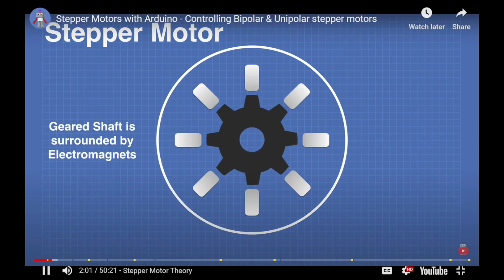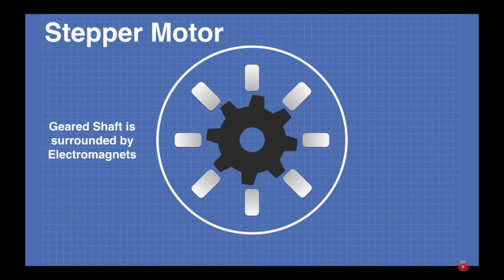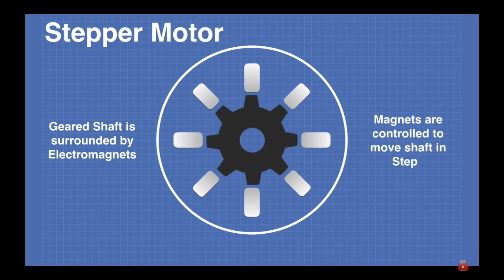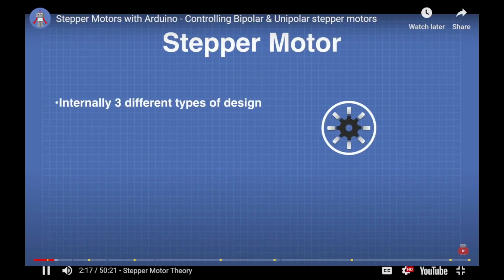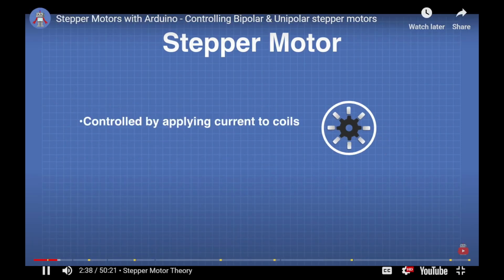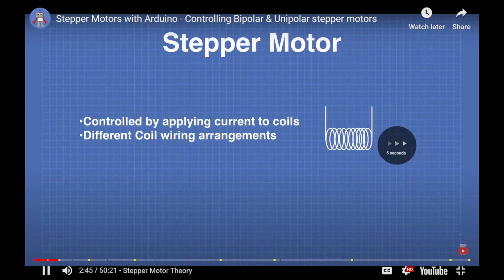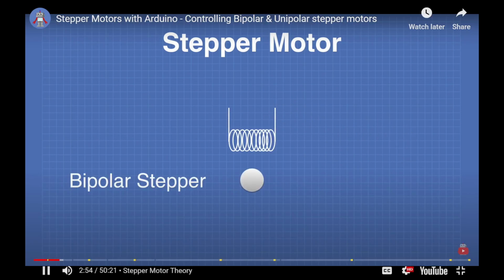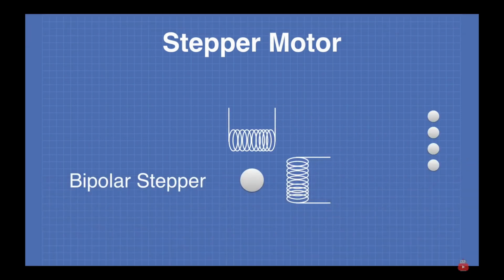It consists of a magnetized geared shaft that is surrounded by electromagnets. This is the stepper motor design. The variable reluctance stepper. These differences are in the current to the coils, which in turn creates differences that you need to be aware of. The bipolar stepper consists of 2 sets of coils and usually has 4 wires, 2 wires per coil.